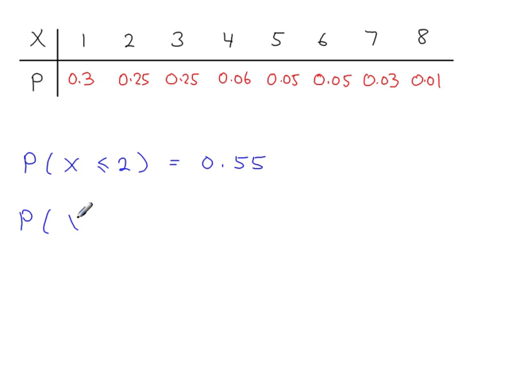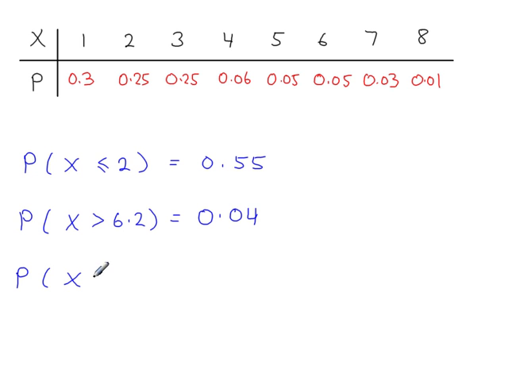The probability that x takes a value that's greater than 6.2. Look at the values of x. Which values of x are more than 6.2? That's 7 and 8. So you add up these two probabilities to give you 0.04.